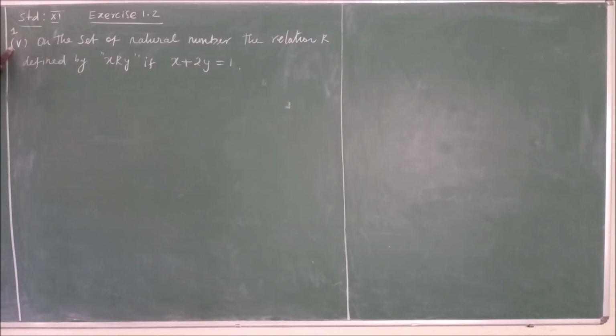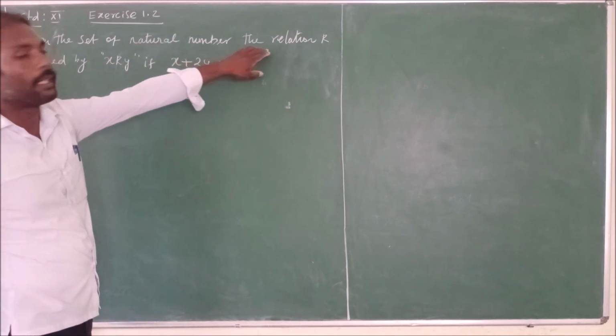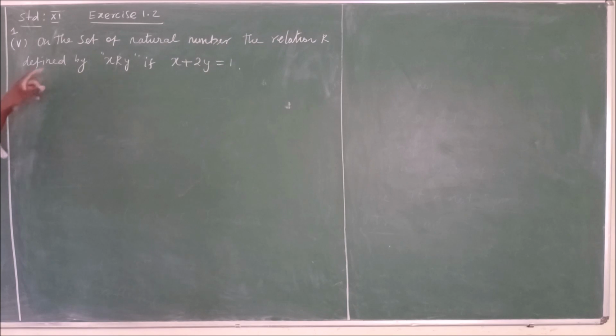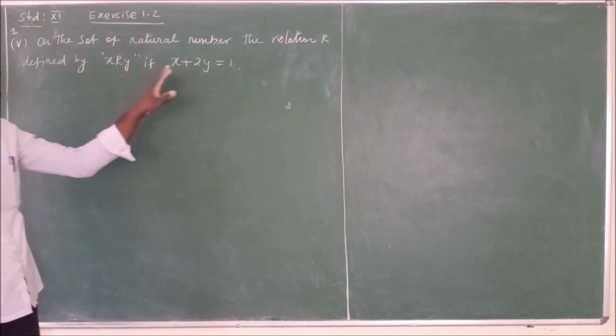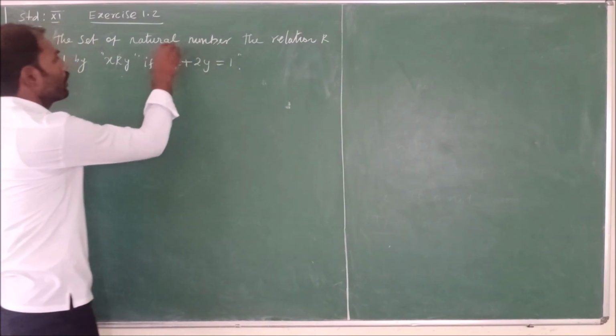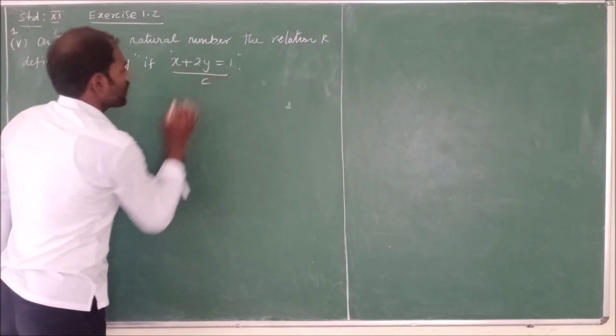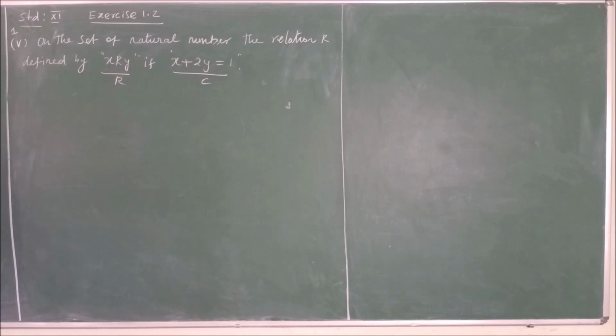Question number 5. On the set of natural numbers, the relation R is defined by x related to y if x plus 2y equals 1. This one is the relation, this one is the condition. So we see the solution.